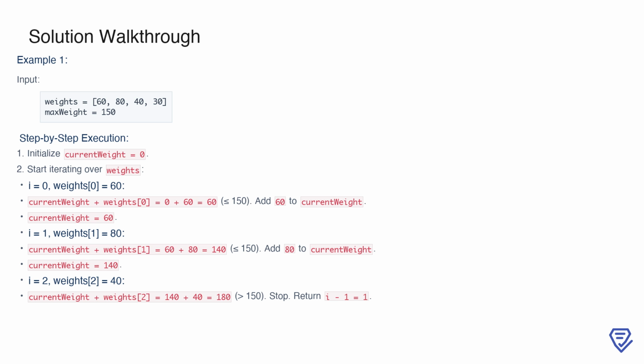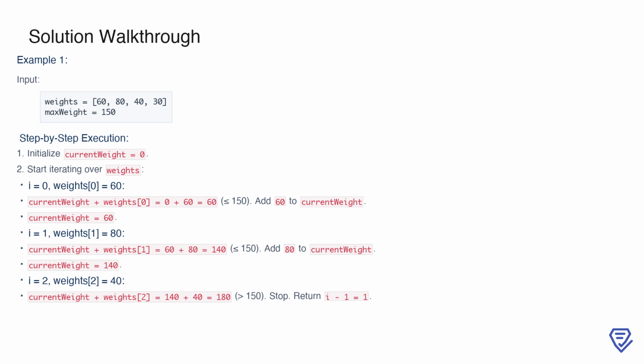To solve this problem, we start by initializing current weight to 0. The goal is to iterate through the weights array to see how many people can fit in the elevator before the weight exceeds the max weight. In this example, the input weights are 60, 80, 40, 30, and the maximum capacity is 150. For the first person, weights[0] is 60. Adding this to current weight gives 60, which is less than or equal to 150, so we include this person in the elevator. The current weight is now updated to 60. Moving to the second person, weights[1] is 80. Adding this to current weight gives 140, which is still within the limit.